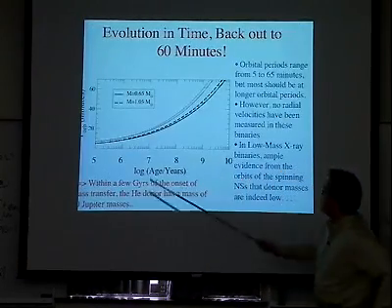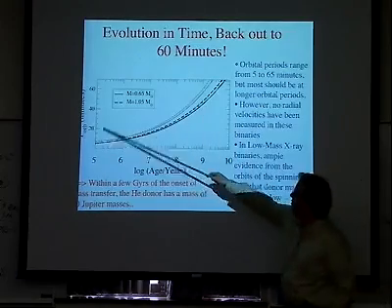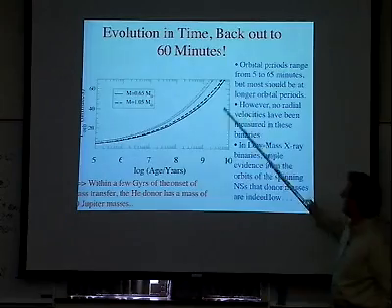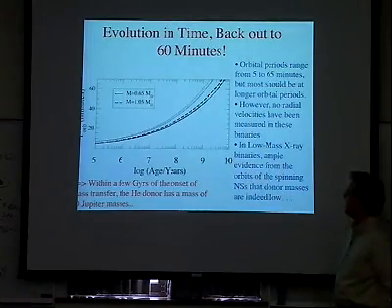And so as I said, in time, you can go back out to 60 minutes. So this is orbital period as a function of time, and you can see you can get out to 60 minutes. Here's 10 to the 9 years. Here's 10 giga years.